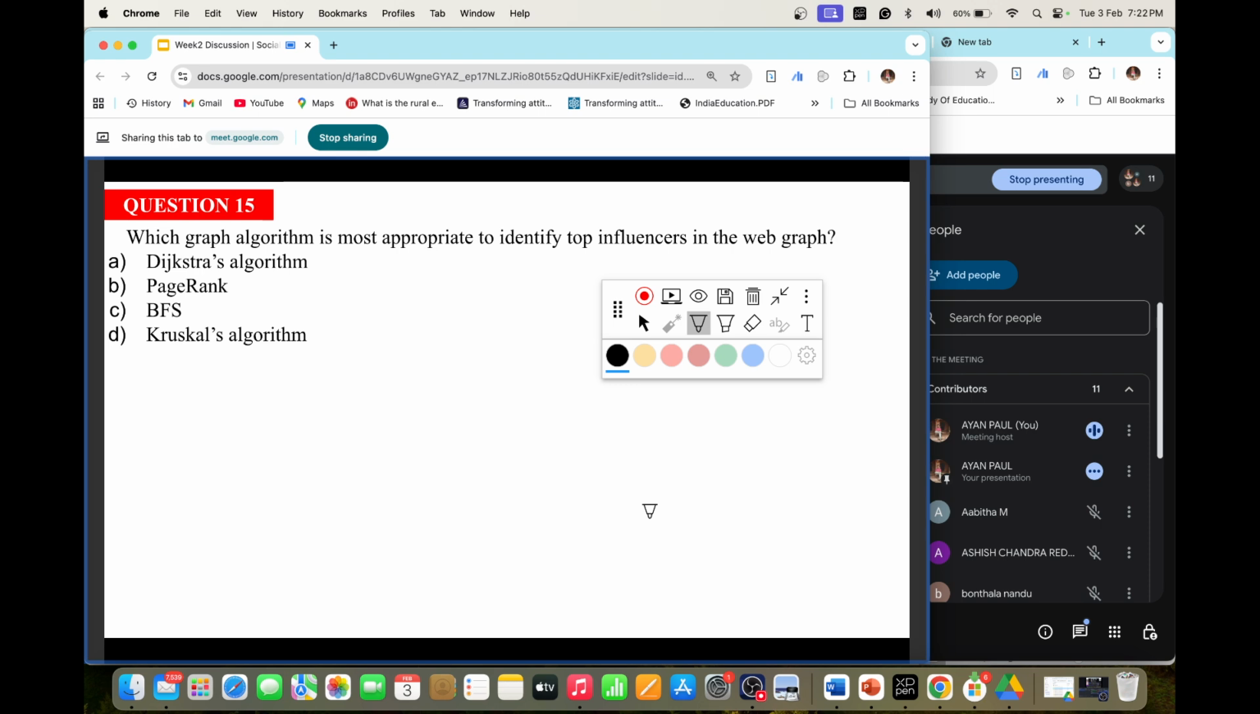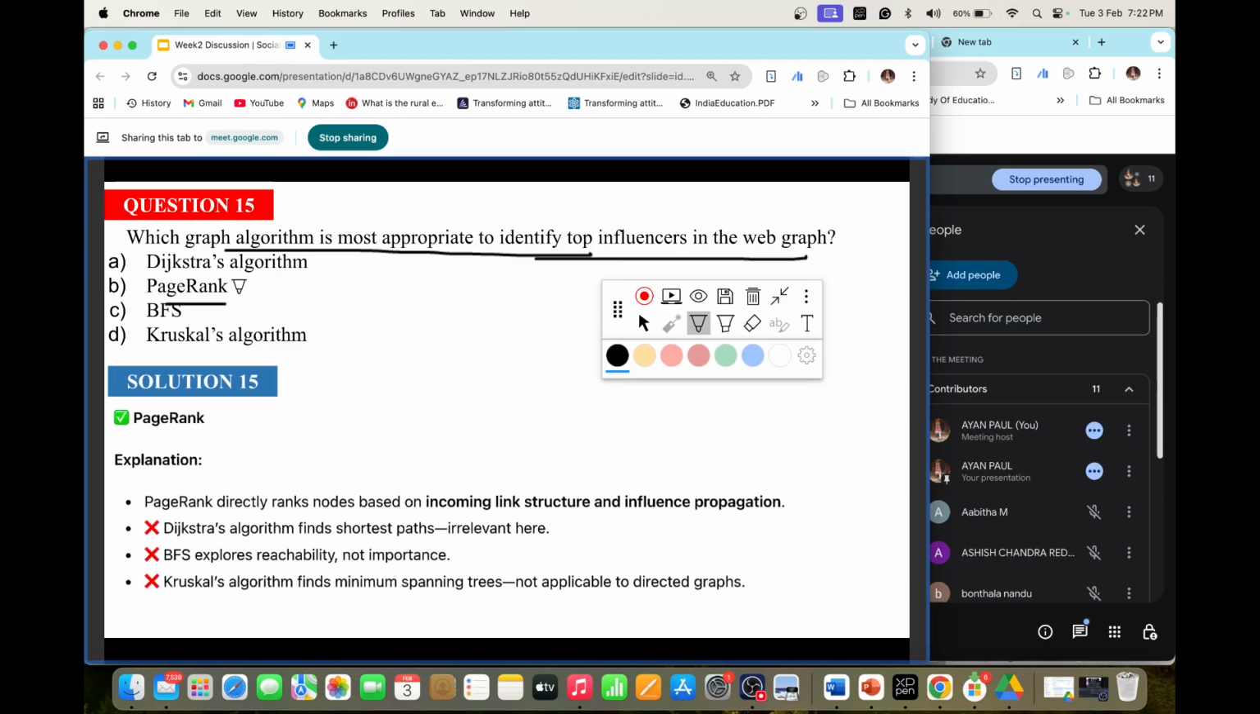Which graph algorithm is most appropriate to identify top influencers in a web graph? Option A, Dijkstra algorithm; option B, PageRank; option C, BFS; option D, Kruskal algorithm. So again, that is very simple. As this is a PageRank case, definitely PageRank will be your answer, because top influencers in a web graph will be identified by PageRank. PageRank ranks the nodes based on incoming links, structure and influence propagation.